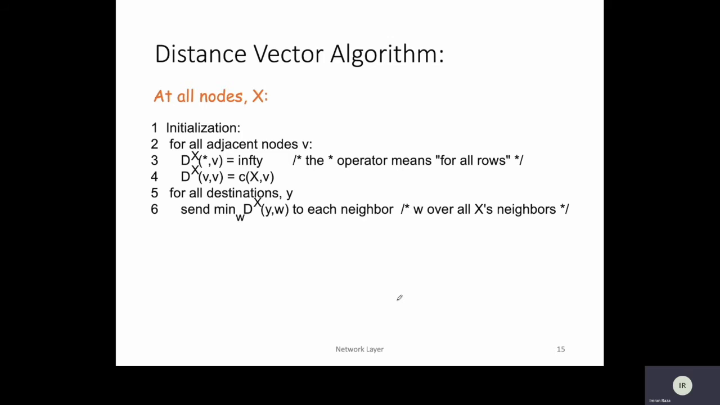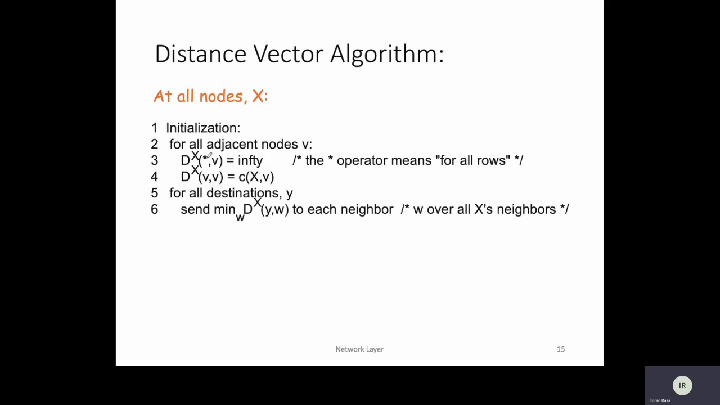So let's try to look at the algorithm first. It also has two steps. This algorithm, the distance vector routing algorithm, which is the Bellman-Ford algorithm at the moment that we're discussing, has two steps. It has an initialization step, where for all the adjacent nodes V of a source X, if the destination is not the direct neighbor of X, the cost to reach the destination is infinity.